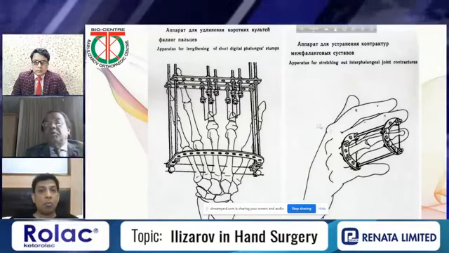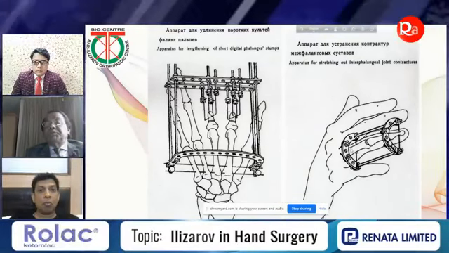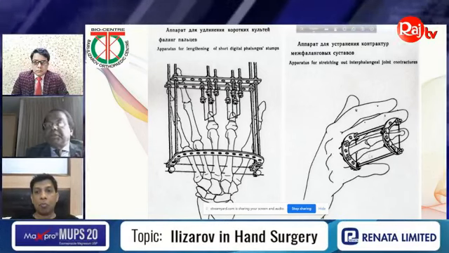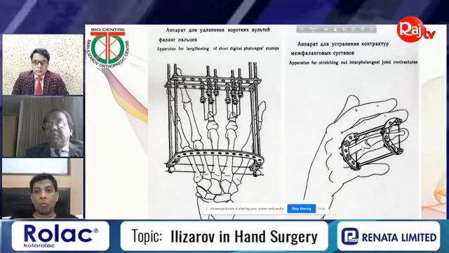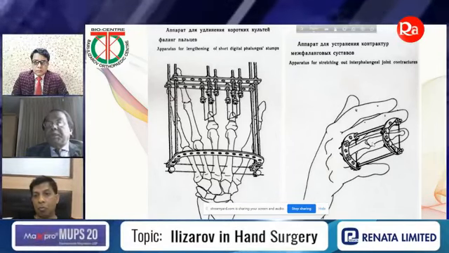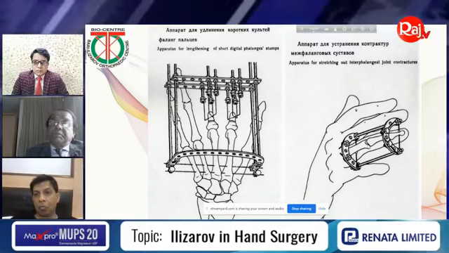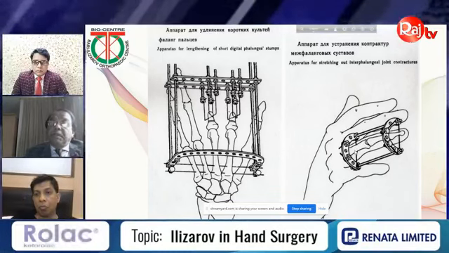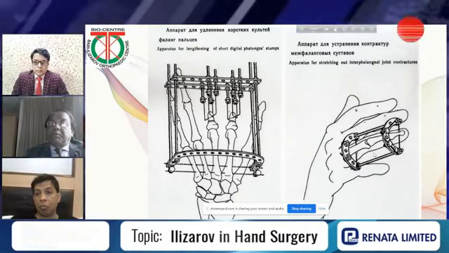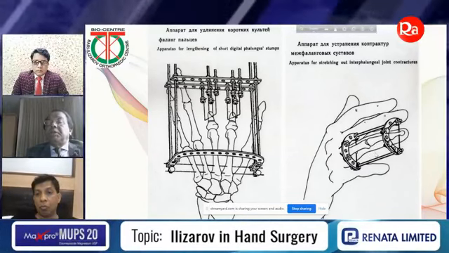Here you can see, for stretching out the interphalangeal joint contracture. If you have a contracture here, limitation of movement in the joint, that is called contracture in one plane, and you can go for lengthening like this. You can correct the contracture of the interphalangeal joint.